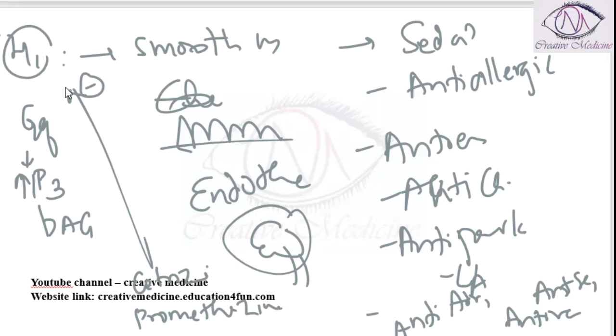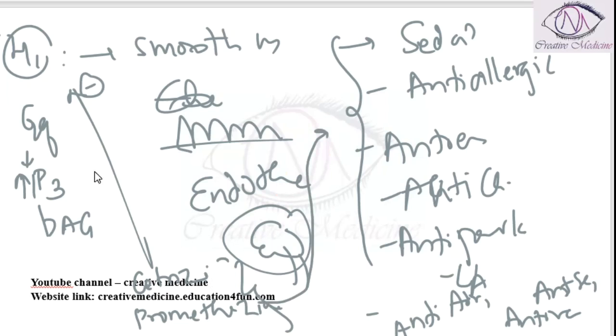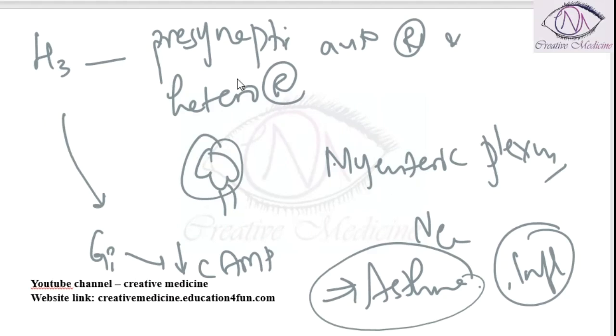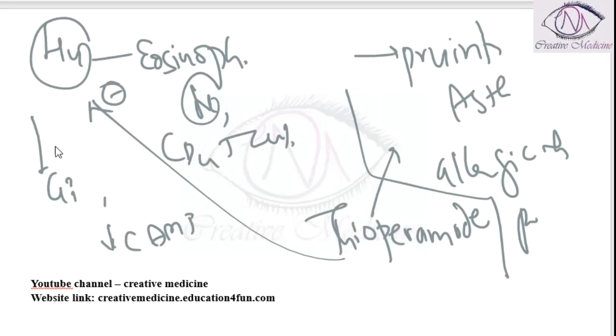Similarly, sedation, anti-allergic, anti-emetic, anticholinergic, anti-Parkinsonism action, anti-adrenergic and anti-serotonergic actions are caused by H1 antagonists. Similarly, the H2 antagonists like cimetidine and ranitidine will prevent gastric acid secretion, whereas H3 antagonists will be used in asthma, whereas H4 antagonists will be used in pruritus, asthma and allergic rhinitis.